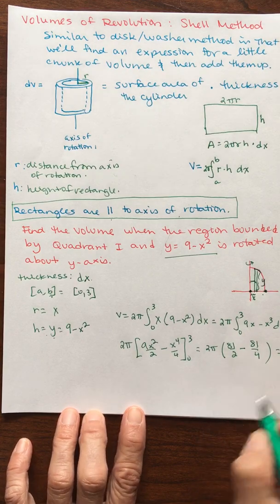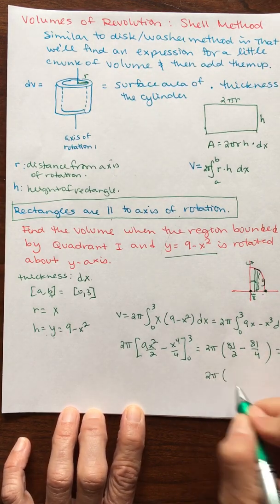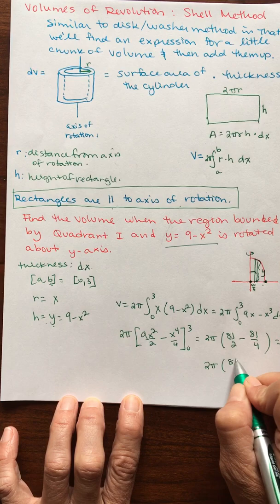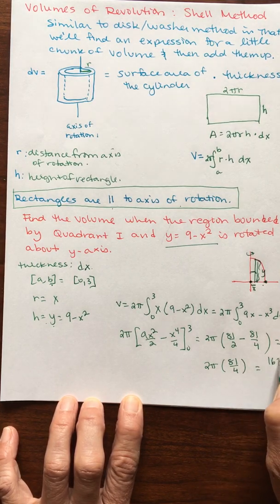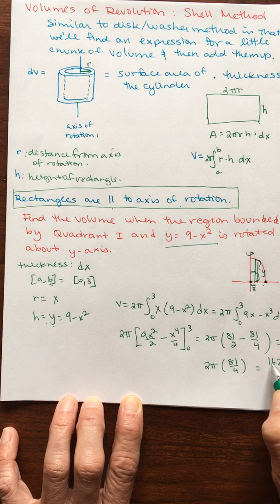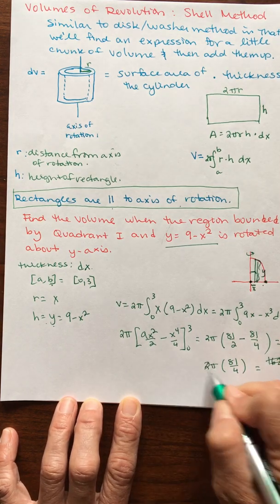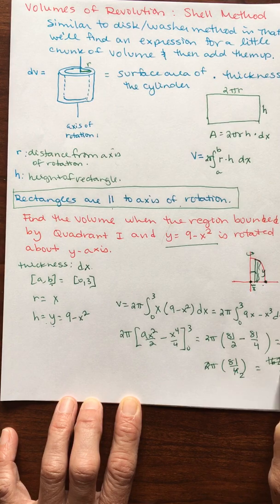I'm going to do some fancy algebra, and I'm just going to write down my answer here. So 2 pi times 81 fourths. So 162, oh, I can do it even better: 81 pi halves.